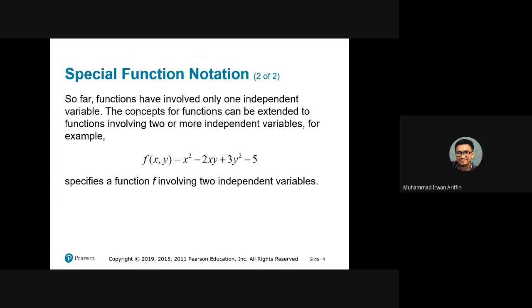So far the functions that we have been dealing with only involve one independent variable. This concept can be easily extended to functions that involve two or more independent variables. For example, if we have a function that depends on two variables, x and y: x squared minus 2xy plus 3y squared minus 5. This is a function f that involves two independent variables, both x and y.